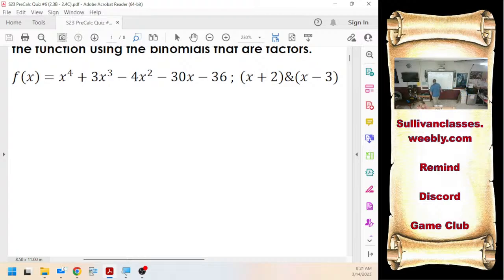How do I know if something is a factor? Okay, so I'm going to divide, and I get to choose now how I divide. Does anyone have a preference? Okay. So 1, 3, -4, -30, -36.